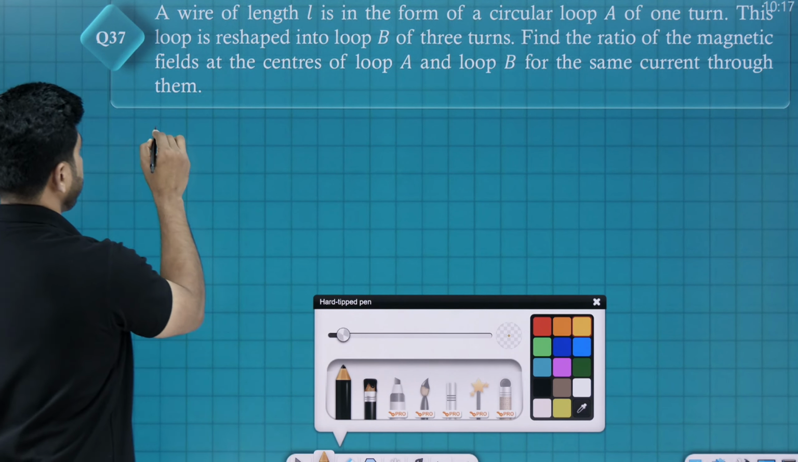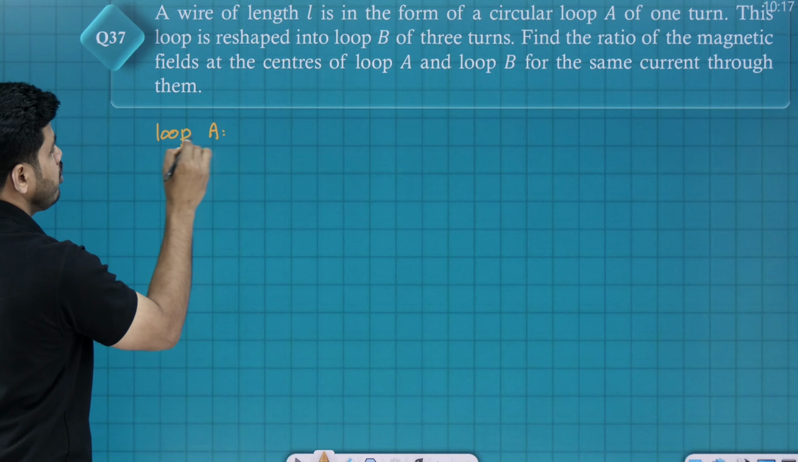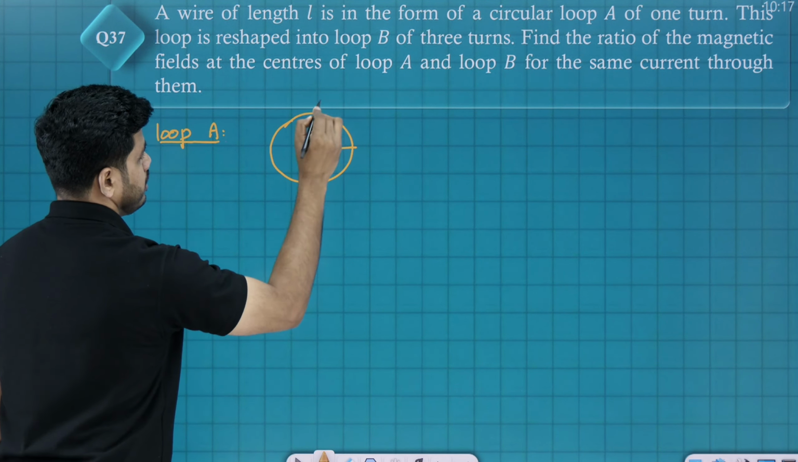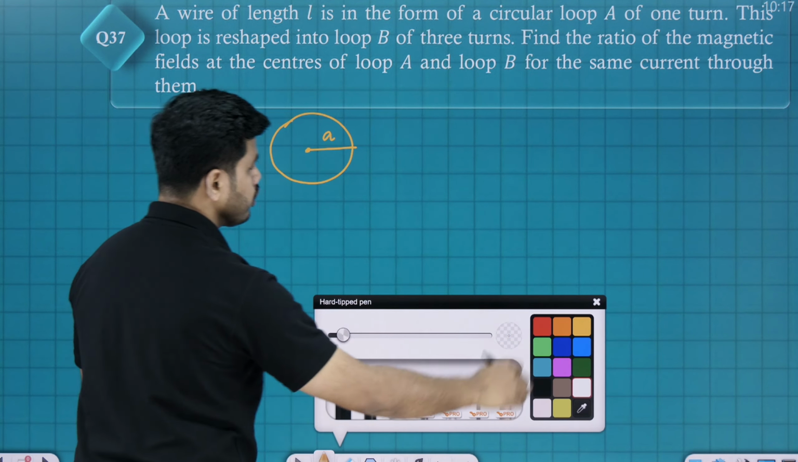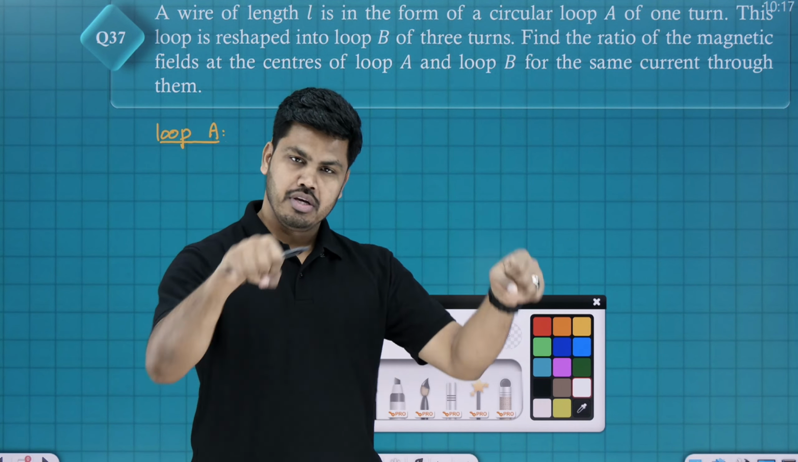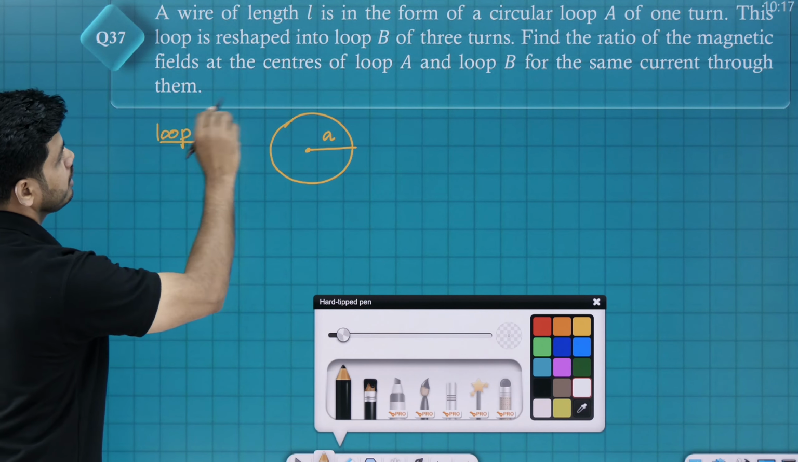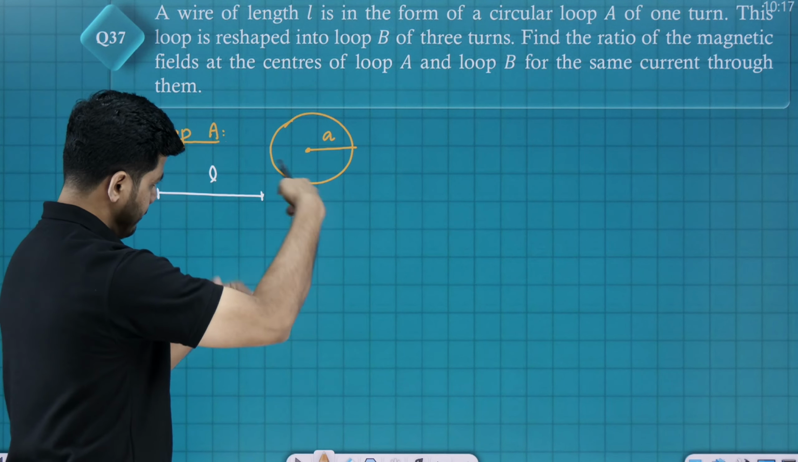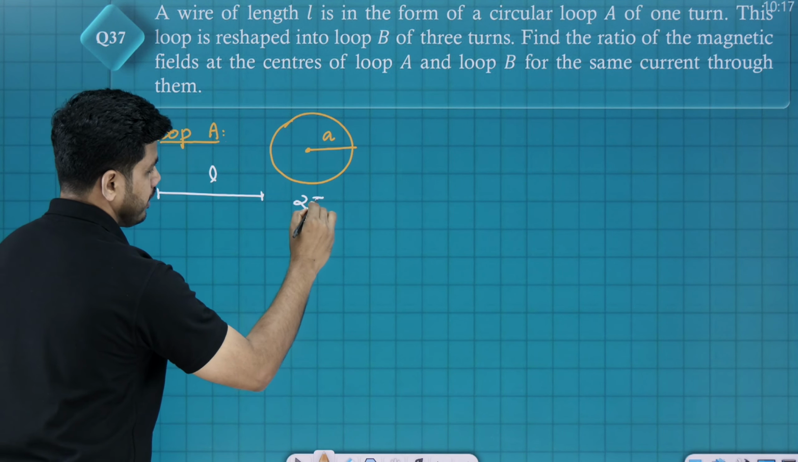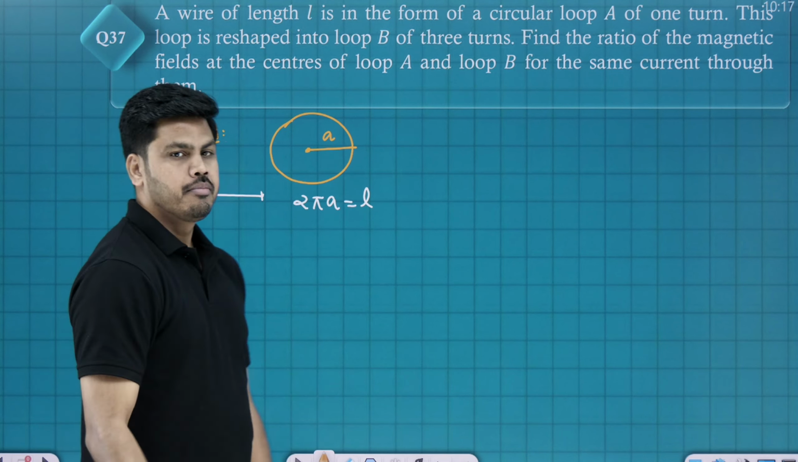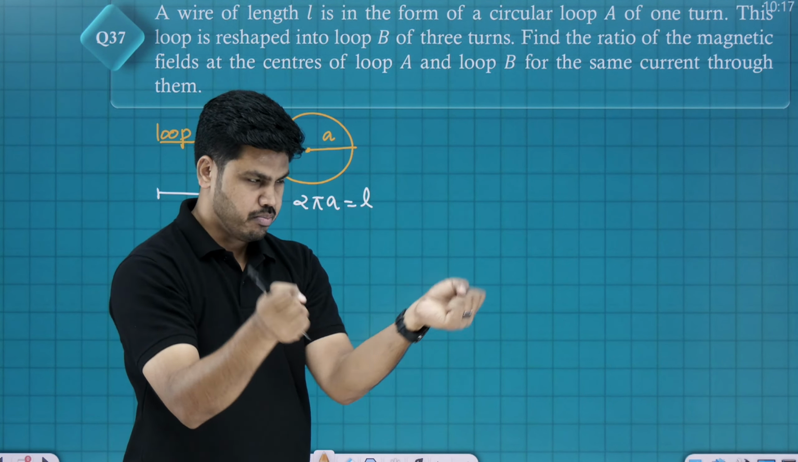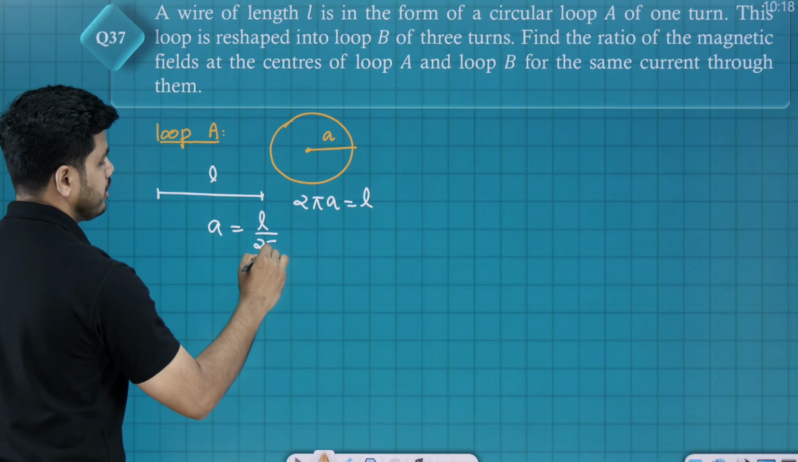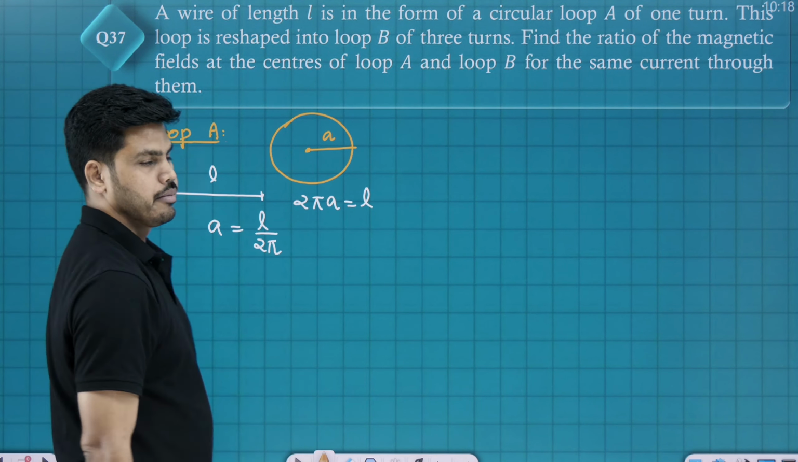For loop A, see, loop A is a loop of single turn. It's one single turn which has a radius A, suppose. Then what will be the radius of that particular loop? We used one single wire to make a circular loop, right? So we can say the length of the wire L is equal to 2 pi A. So 2 pi A is equal to L, because that one wire is used to make a circular loop like this. So A is going to be L divided by 2 pi. A is L by 2 pi.